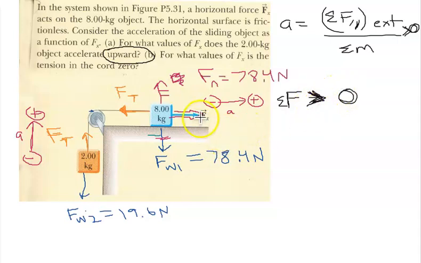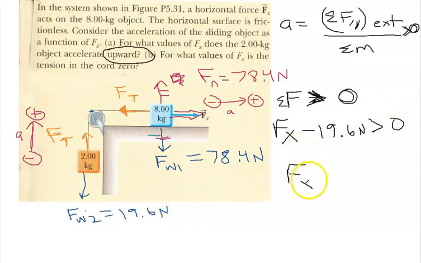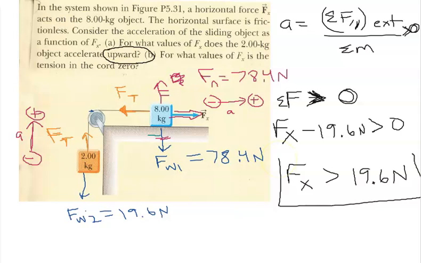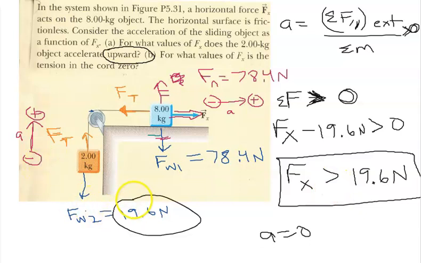Okay, so let's look at what we have. We have the applied force. We have minus tension. We have plus tension. Those are going to cancel. Save some time. We have minus 19.6. And that has to be greater than 0. So for that to be true, we will just add 19.6 to both sides. The horizontal force needs to be greater than 19.6. If it's equal to 19.6, then the acceleration is 0. And if it's less than 19.6, then this force is winning and things are accelerating down.